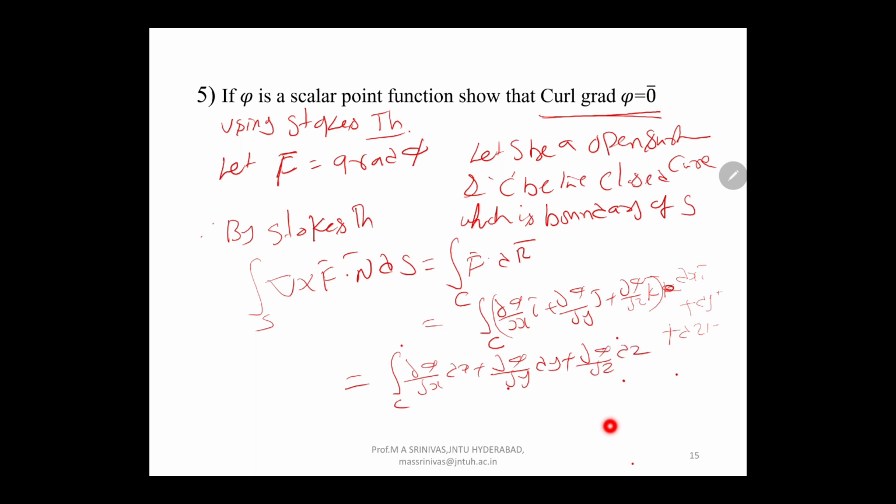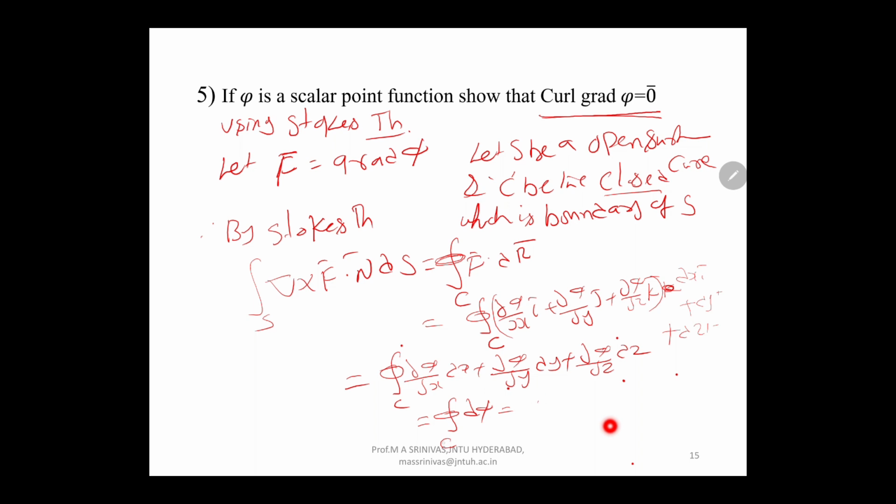Most importantly, this is a closed curve. Just to remember that, I am mentioning it like this. This is a closed curve. Don't forget that point; that is more important. So what is dou phi by dou x dx plus dou phi by dou y dy plus dou phi by dou z dz, from your partial differentiation topic of first semester? This is equal to d phi, the total derivative, over C. Integral d phi is phi.